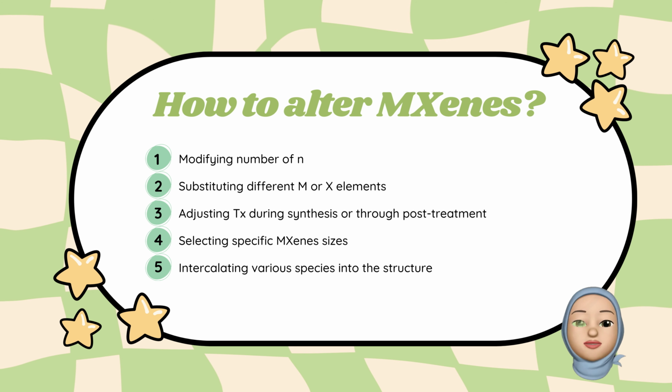MXenes can be altered in several ways. The first one, MXenes can be tuned by adjusting the number of layers through selective etching or stacking. Secondly, MXenes allow substitution of metal and X element to create diverse compositions. Number 3, surface termination of MXenes can be adjusted during synthesis or through post-treatment. Next, MXenes can be altered by selecting specific MXene sizes, and the last one by intercalating various species into the structure. Today, we explore various methods to alter the MXenes for tailored applications.